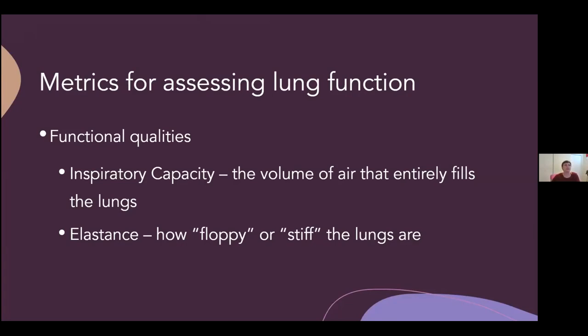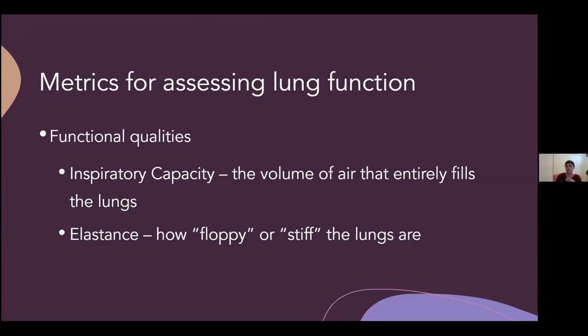Like I mentioned, there is inspiratory capacity, so how much air can go in and out of the lungs. And another big one is elastance. This is a metric of how floppy or stiff the lungs are. I think a good way to think about this is like a balloon. If you have a balloon that's really thin walled and you blow into it and it blows up really easily, you don't have to put in that much air or pressure and it gets nice and big, that would be something that has a low elastance. And that's typically how your lungs are when they're healthy.